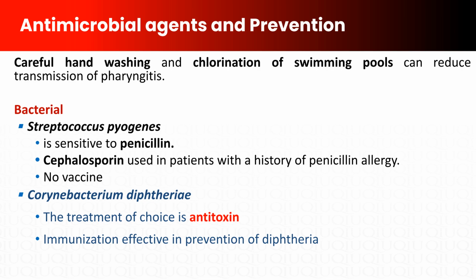Penicillin remains the treatment of choice after more than 70 years of use, and remarkably, Streptococcus pyogenes has not developed resistance to penicillin. For patients with a history of penicillin allergy, cephalosporins can be used as an alternative. First-generation cephalosporins like cephalexin are effective.